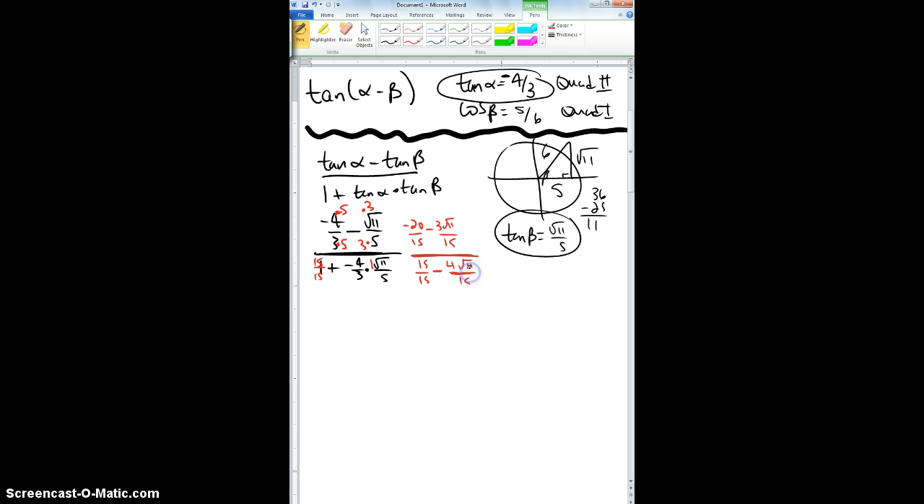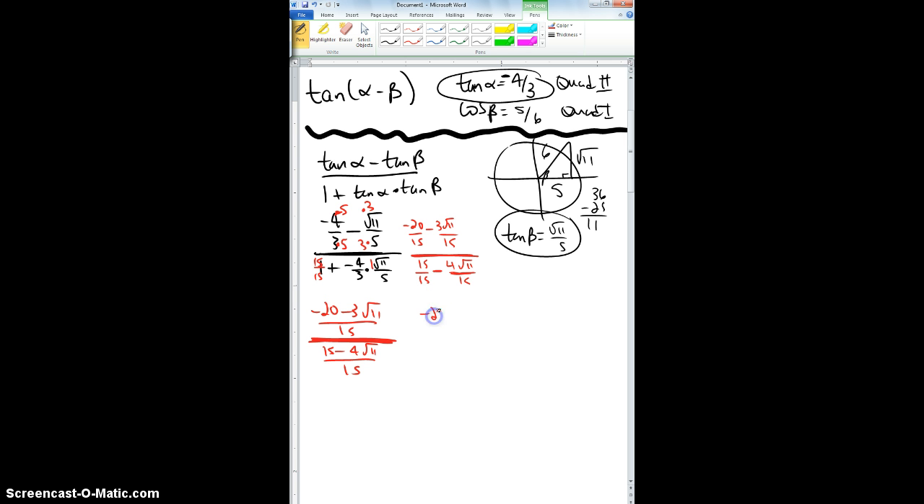All right, so now we have a common denominator, so I can make this a single fraction and make that a single fraction. So negative 20 minus 3 radical 11 all over 15, and my other one is 15 minus 4 radical 11 all over 15. So I have complex fractions, and at this point, I have a single fraction over a single fraction. So finally, I can multiply by the reciprocal.